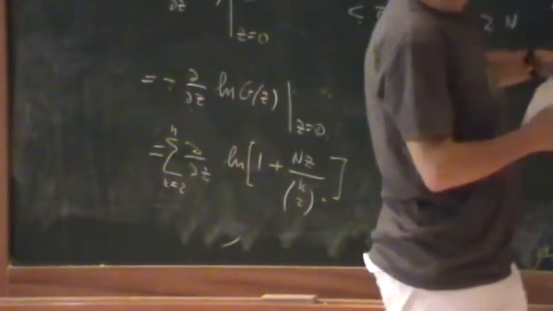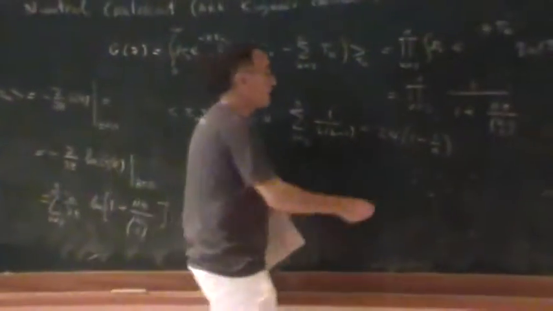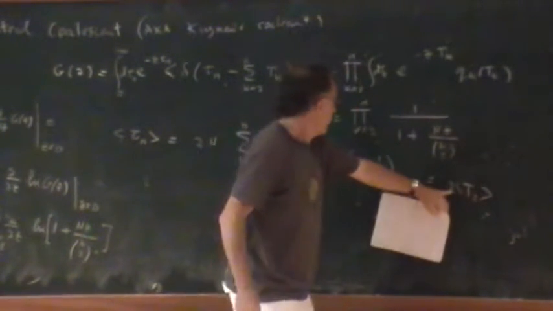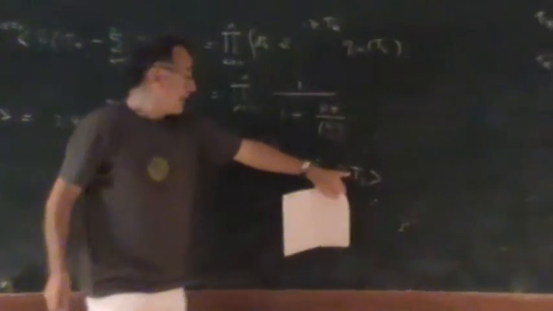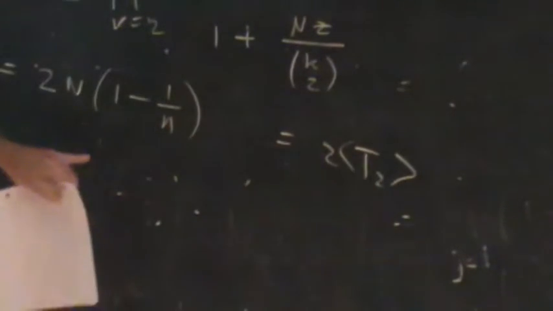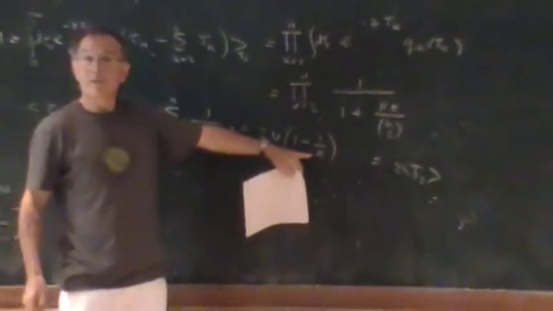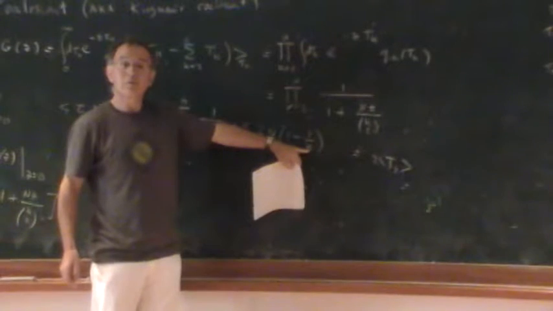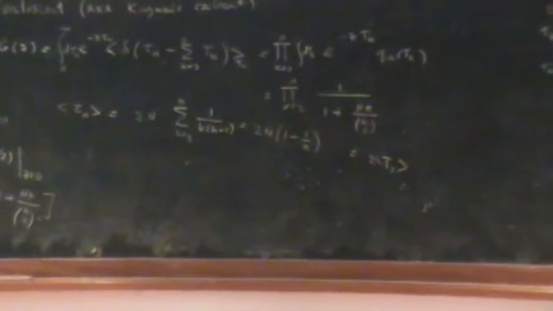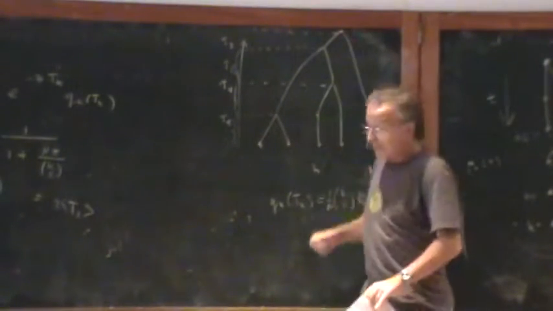Okay, so this was arithmetic, but the important result here is that the total height of the tree on average, in fact, is only twice as long as the average time of pair coalescence. Right? Average time of pair coalescence is the height of a very particular tree, a tree for n equal to 2. So, contrary to my picture here, half of the height of the tree is spent at the very top.